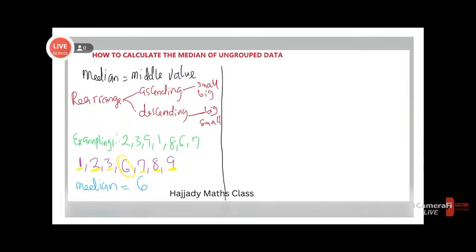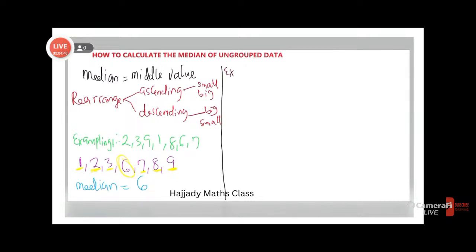One thing you will observe here is that if you look at the number of observations or data that we have, it is an odd number. Let's count: 1, 2, 3, 4, 5, 6, 7. But in the case that we are having even numbers, this is quite different. In the case of an even number, we make use of the average of the two middle values. So I'm going to give you an example to show that. Let's call that example 2.